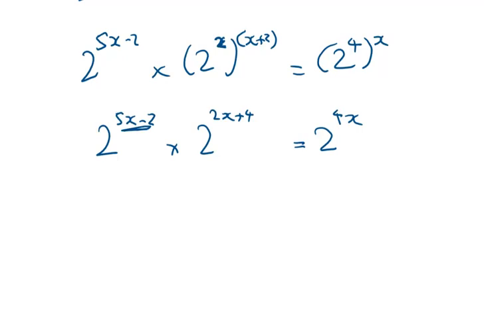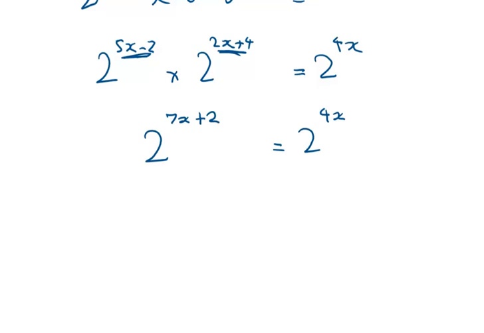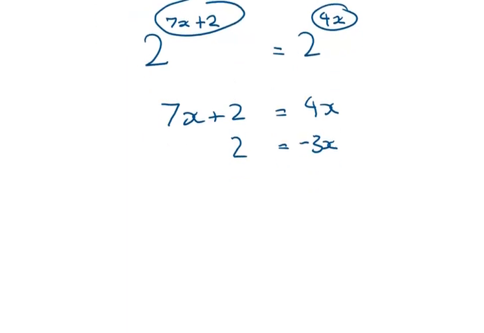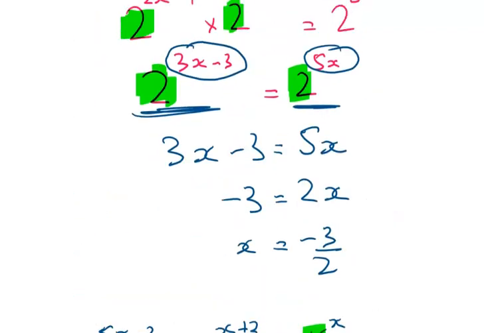Now we're going to add these exponents together. So we have 2 to the power of 7x plus 2 is equal to 2 to the power of 4x. And we can now equate the powers because the bases are the same. So 7x plus 2 is 4x. 2 is equal to negative 3x. And that gives me x is equal to 2 divided by negative 3, which we write as negative 2/3. Remember the convention is that if we have a negative divided by positive, we write the negative in the numerator. Right, what's next?